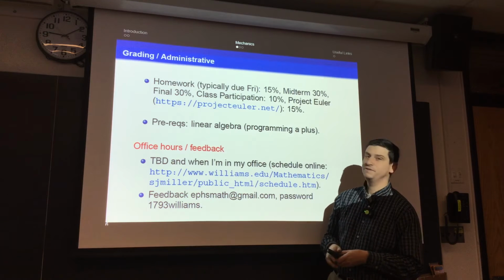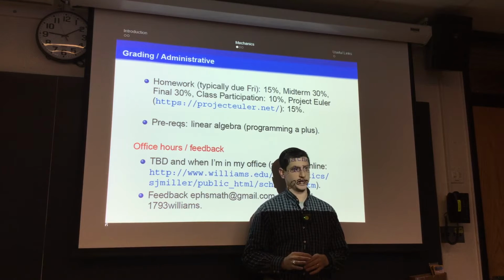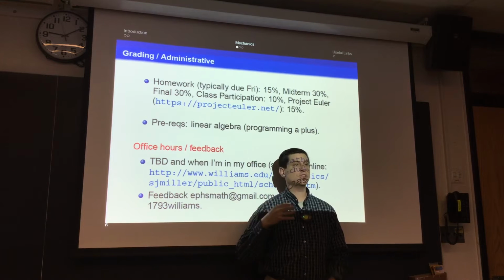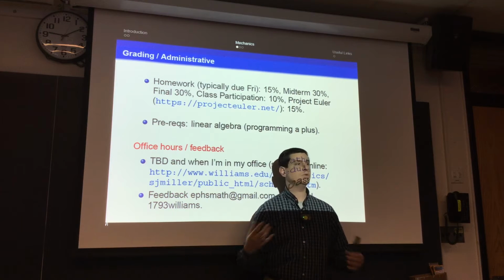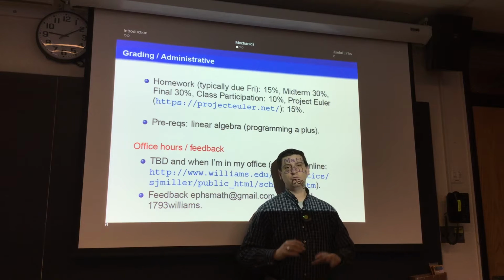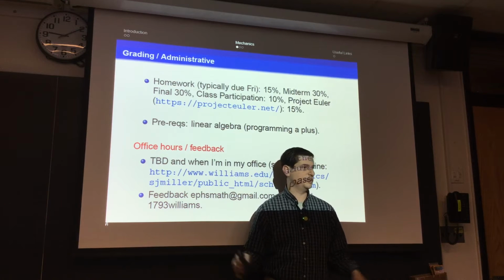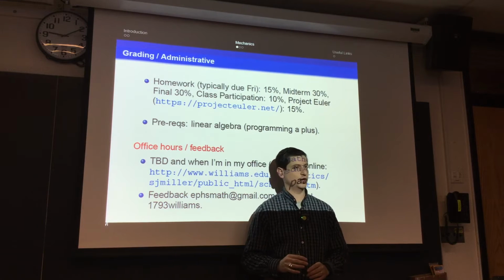Project Euler would be 15%. Project Euler is an absolutely wonderful website. It's basically on the boundary of mathematics and computer science. The goal is to write a computer program in any language you want to solve the problem in under a minute. I don't really care if it takes a little bit more than a minute. If it takes an hour, that's fine. If it's taking a week, that's getting too long.